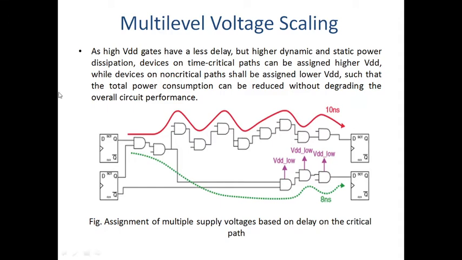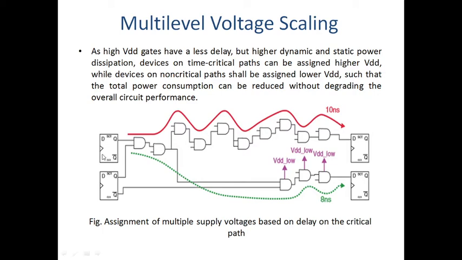In order to decrease power dissipation, we do one thing: for a critical path we assign the higher VDD, while for a non-critical path we assign the lower VDD, such that the total power dissipation can be reduced without degrading the overall circuit performance. Generally, when we increase the supply voltage, the delay decreases but the power dissipation increases. To decrease this power dissipation, we give higher VDD to the critical path and lower VDD to the non-critical path.